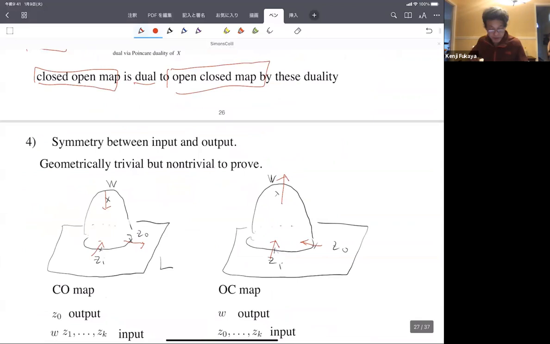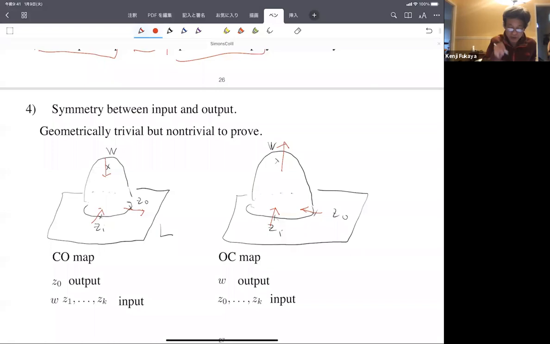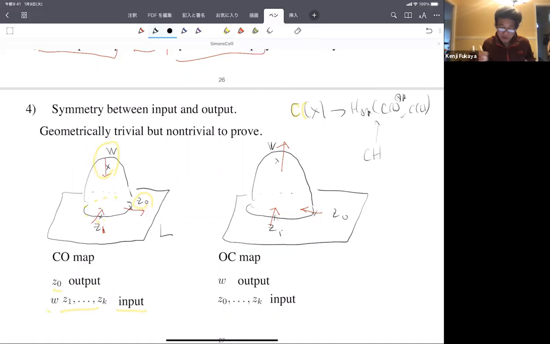We consider this Lagrangian submanifold, and we consider this disk with k+1 marked points z0 to zk. To define the closed open map, you have this marked point, an interior marked point, lying in the interior of the disk, W. This is the input, and all the other marked points are inputs too. And this particular z0 is an output. So this map takes a chain of X and a chain of L, tensor chain of L, and this is a Hochschild cochain. So this is the closed open map.